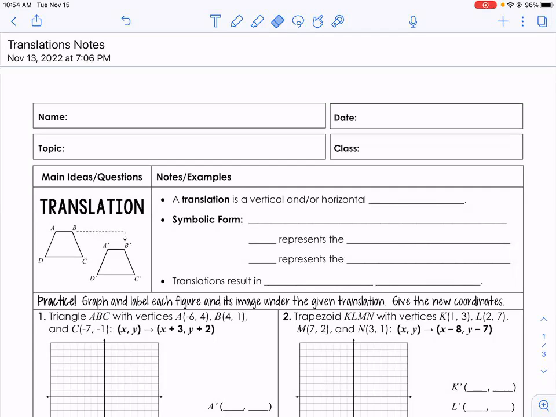Okay, so today we're going to talk about a translation. A translation is when we take our figure and we shift it. Some people also call it a slide, so maybe you want to call it a slide or a shift. Okay, that's what we're going to work on today. So I'm going to zoom in on this picture.